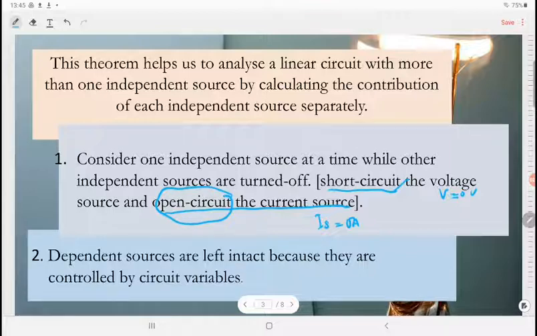For dependent sources, you need to leave them intact because they are controlled by the circuit variable. So that means this superposition theorem can only be applied to the independent sources. The dependent sources that you have in the circuit, you must remain in the circuit, because we know that dependent sources are usually controlled by a circuit variable.